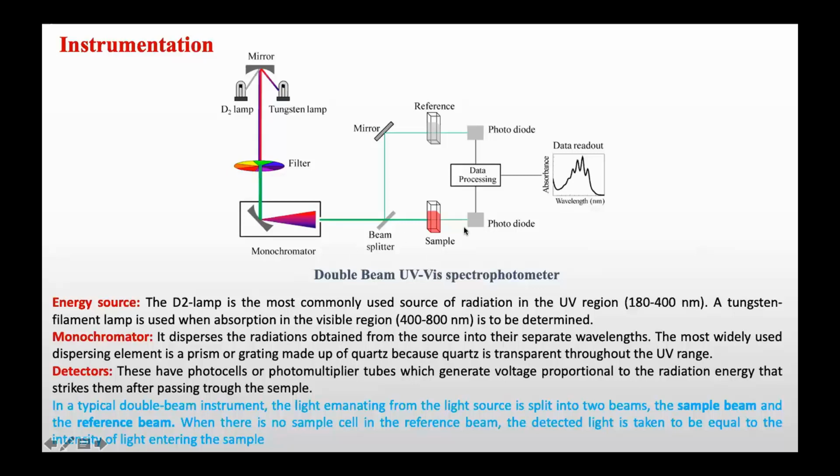And the last component we use is the detector. These have photocells or photomultiplier tubes which generate voltage proportional to the radiation energy that strikes them after passing through the sample. In a typical double beam instrument, the light emanating from the light source is split into two beams, the sample beam and a reference beam. This is the reference beam and this is the sample beam. When there is no sample cell in the reference beam, the detected light is taken to be equal to the intensity of light entering the sample.